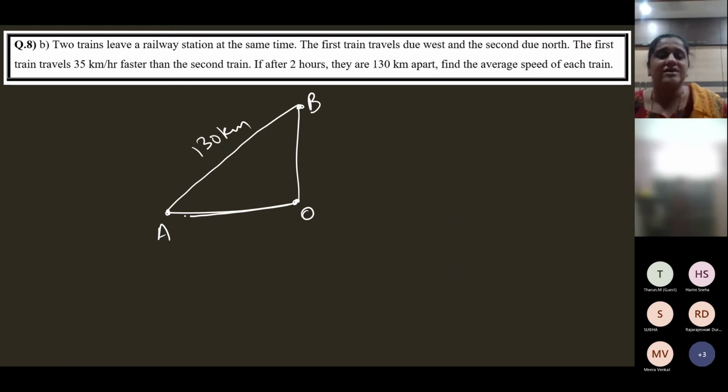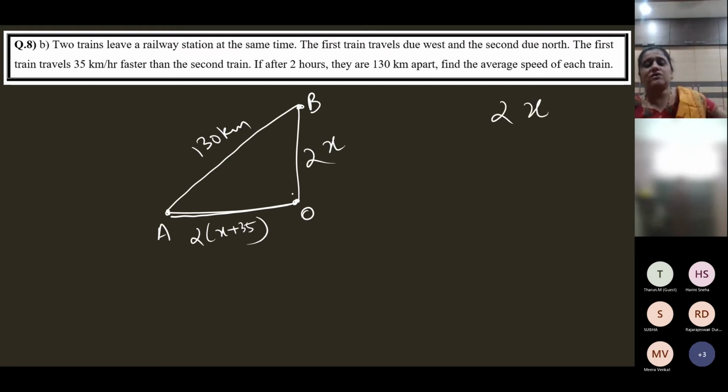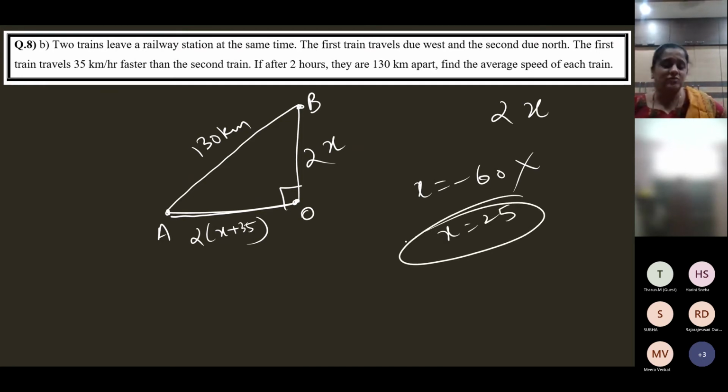What is the distance OA? Speed into time. What is speed? x plus 35. What is time? 2. What is OB? The distance covered by the second train in 2 hours. What's the speed? x. Time 2. So 2x, speed into time. Right triangle. Connect them using Pythagoras theorem. Get the quadratic equation in x. Solve and find the two values of x. x is equal to minus 60, which is not possible. So take the other value, x is equal to 25. And hence find the speeds of the two trains.